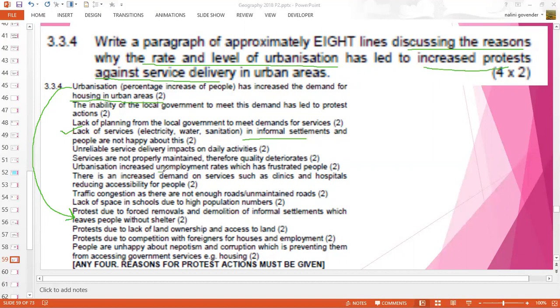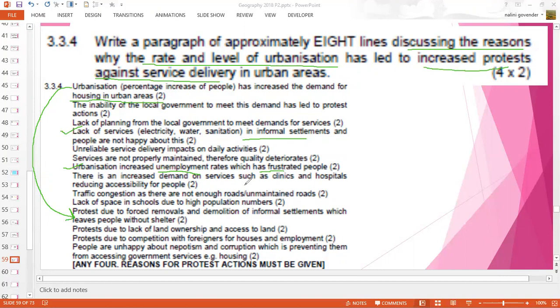Unemployment is going to increase. There it is. Unemployment is increasing because you have more people making their way to the urban areas. And of course, all these people can't find work in urban areas, and that leaves people frustrated, and they now want to vent their anger against the municipality, against the government through protest action. And sometimes they become violent and start damaging existing infrastructure, like we have seen in our areas recently.